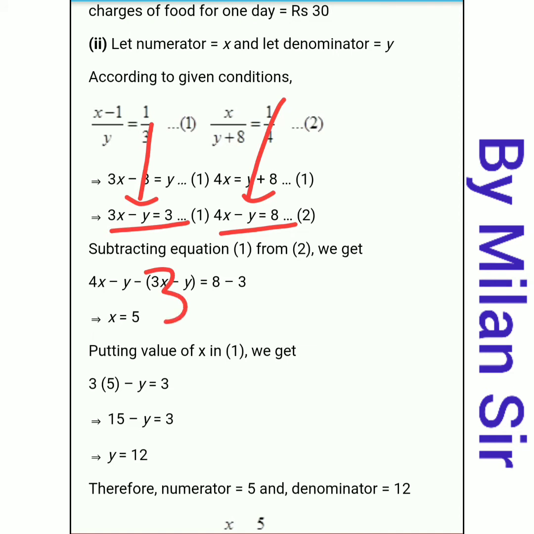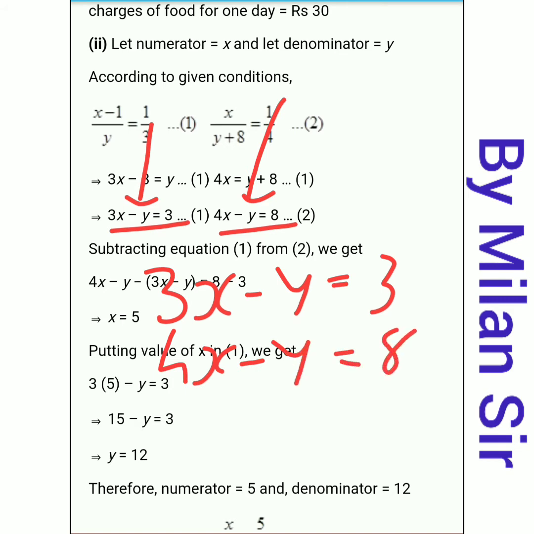Okay, so first equation as it is, 3x minus y is equal to 3. Before that we need to write: subtract equation 2 from 1. So first equation as it is, second equation 4x minus y is equal to 8. Now we are using the subtraction process here, so we need to change the sign. So plus 4x becomes minus 4x, minus y becomes plus y, plus 8 becomes minus 8. So plus y minus y cancel.